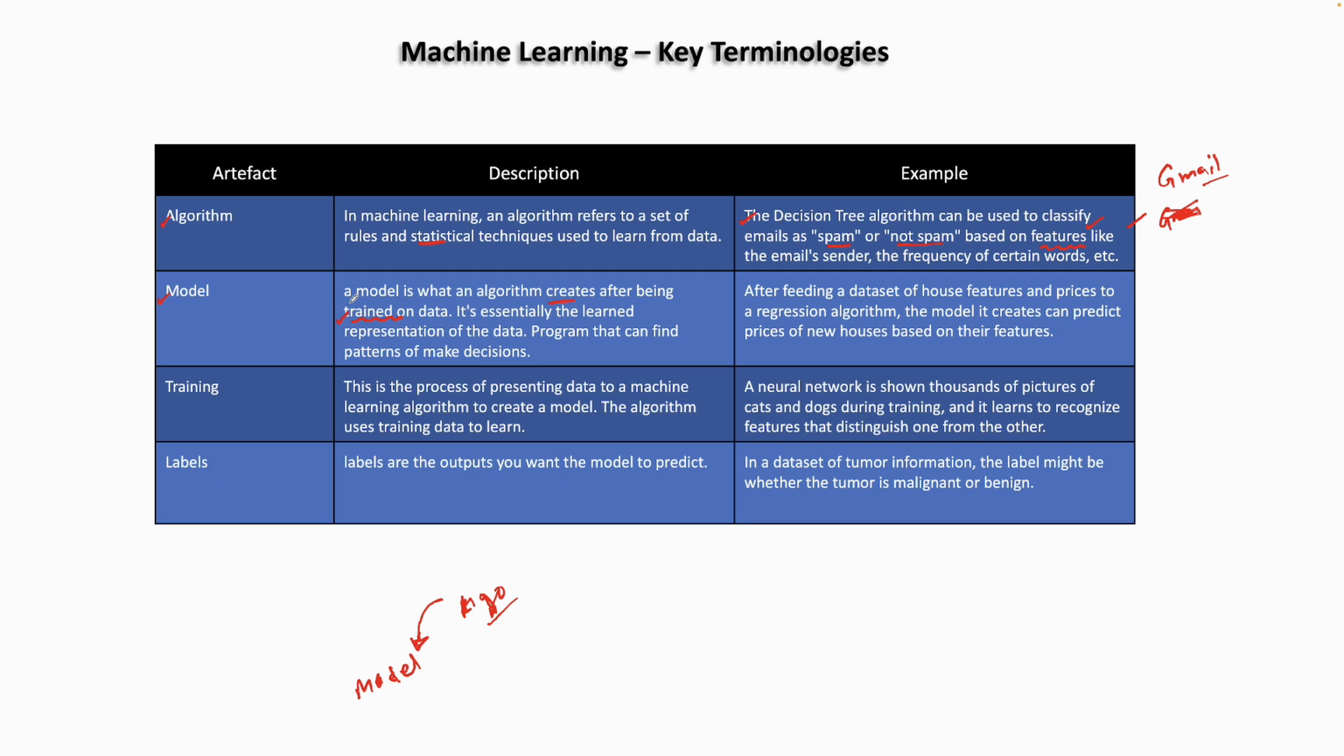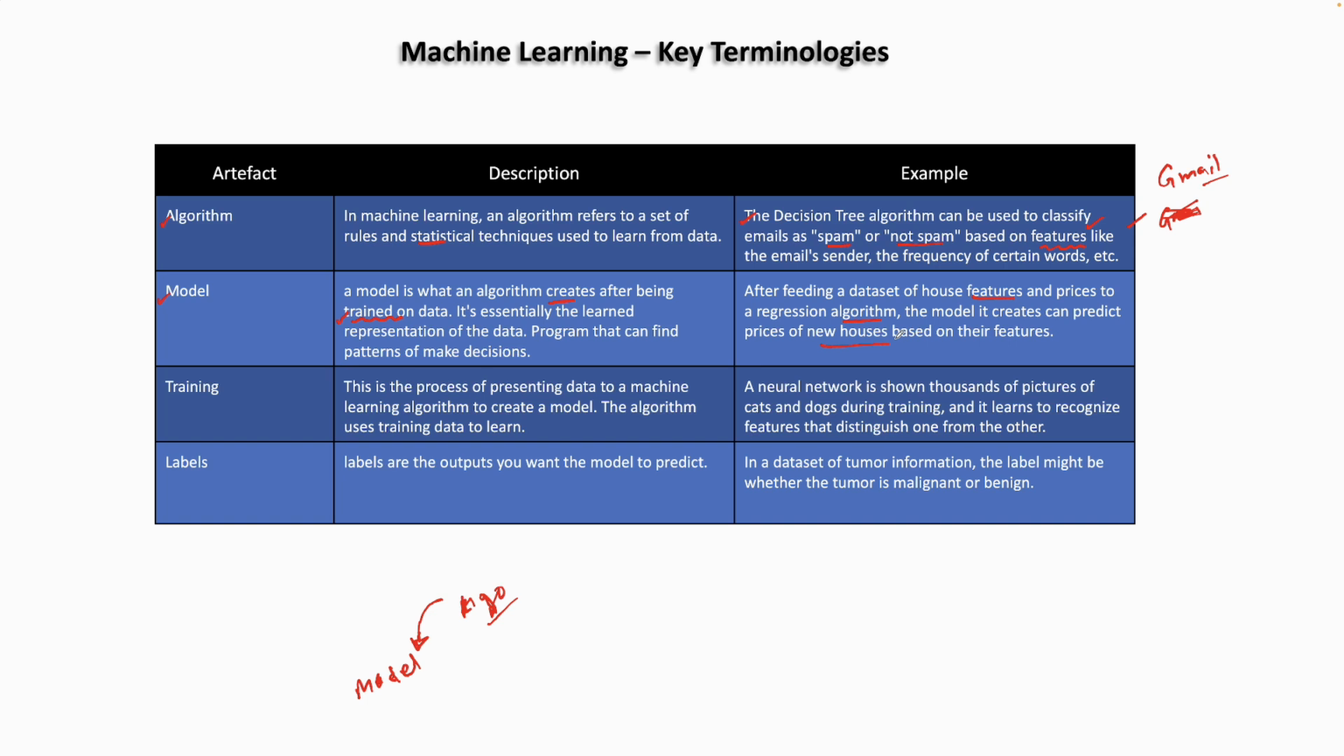So a model could be, you can say, a Python program which can find the patterns for making decisions, right? Now, an algorithm was a set of rules based on statistical techniques. A model is something which is derived from the algorithm, right? And here we give an example of a data set of house features and the prices to a regression algorithm. The model it creates can predict the price of new houses based on the features.